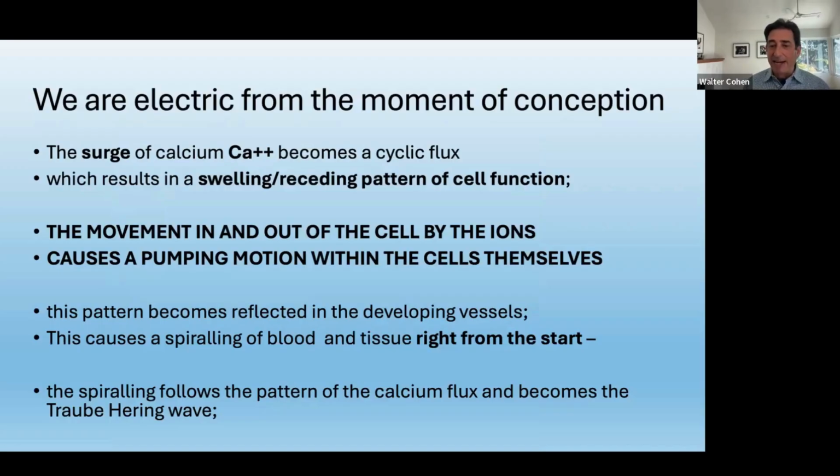And the pattern becomes reflected in the developing cells. So this causes a spiraling of blood and tissue as these cells develop right from the start. We are starting to spiral. So think in your head of what an embryo looks like and how it folds up into two curved ends. I'll show you that in a moment. And then as the embryo progresses to a fetus and gets bigger, it unfolds. And we have this curling, uncurling. And again, this is all influenced by various forces, including the electron.